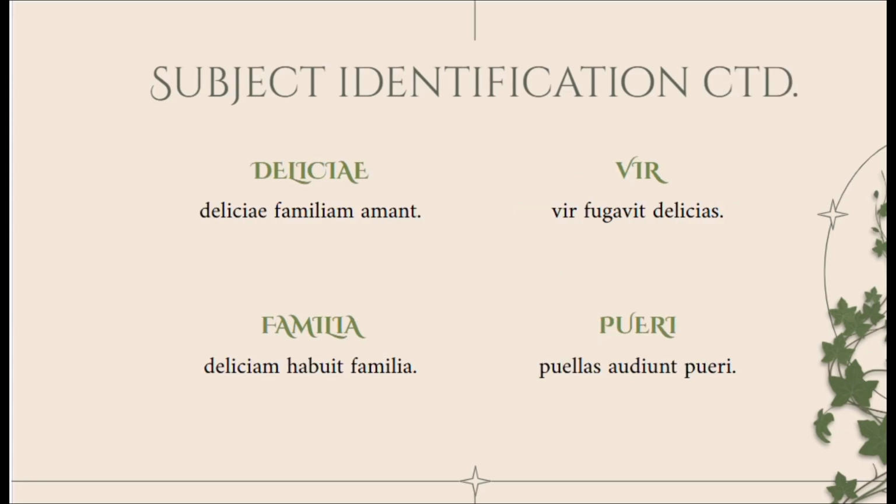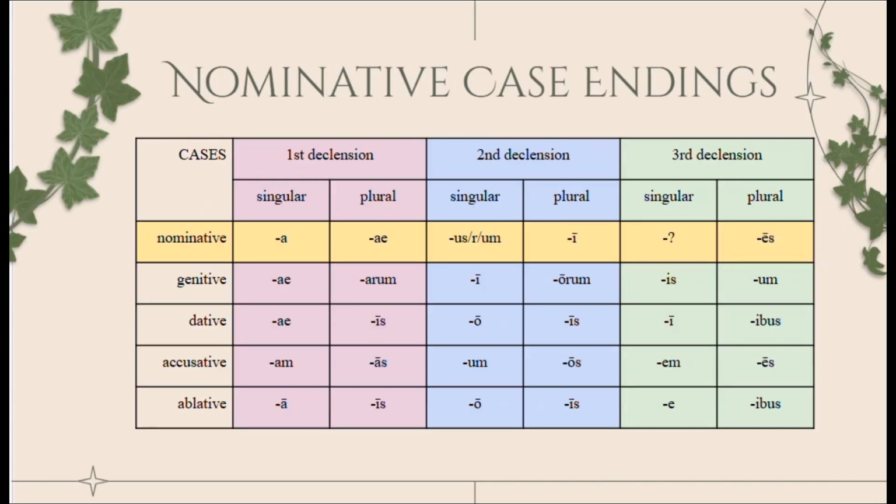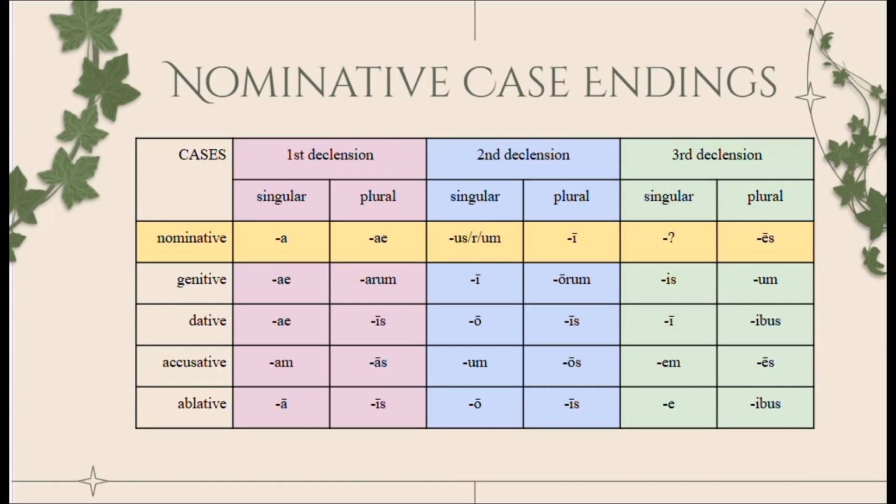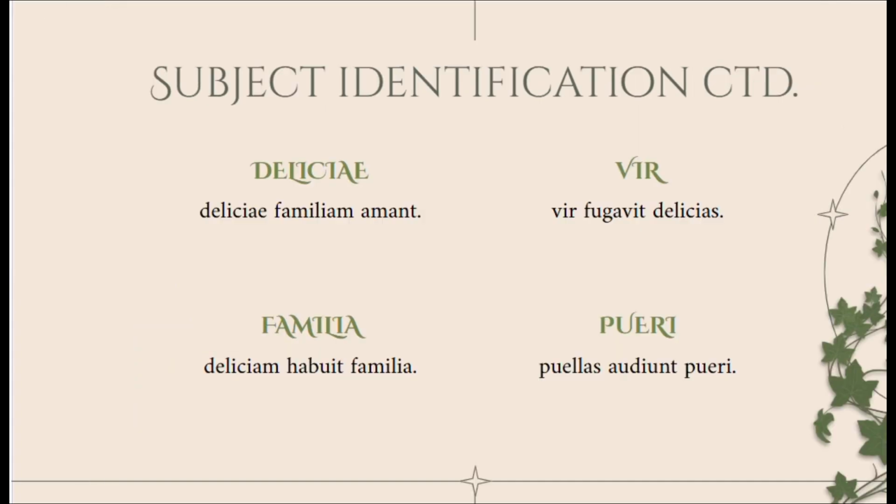And then more examples, we have deliciae and familiam as our two nouns. Looking back here, we see an ae in the plural nominative for first declension, but am is not. For the next one, vir and delicias, there is no as nominative ending. Vir is from vir, viri, a second declension noun. That r ending falls within the nominative endings. So that vir is our subject.